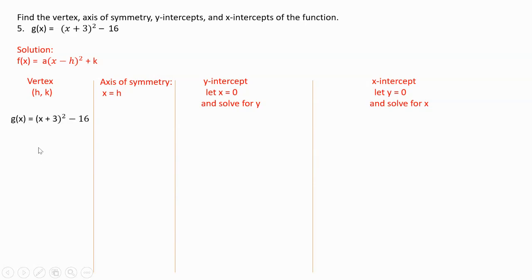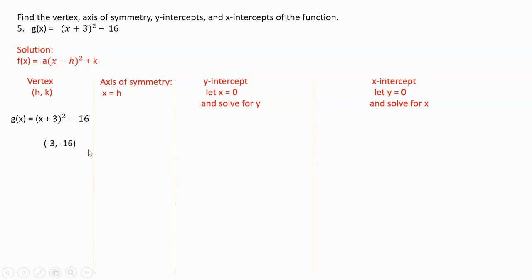For example, this is my h and this is my k, from the formula. But if you notice, on the formula, if it's negative here, the h is positive here, which is the x part of the vertex. So if it's positive, it's going to be the opposite. So my vertex will be negative 3, negative 16. That's your vertex, and that should be visual. So students should know what the vertex is without actually doing any work, just by observing the function.